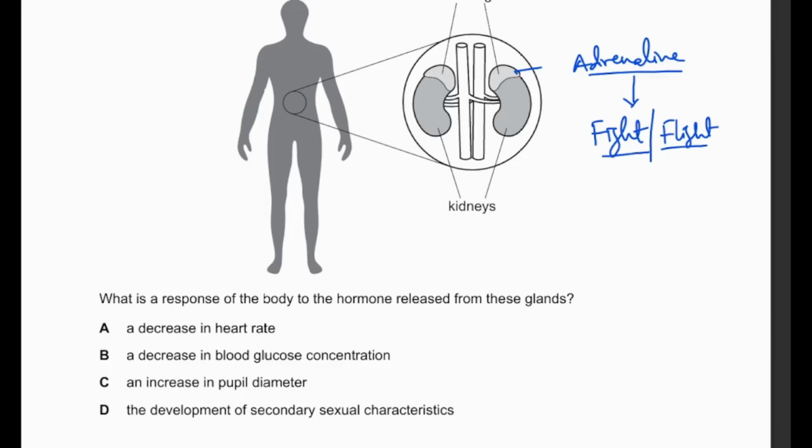So decrease in heart rate, no. The decrease in blood glucose concentration, nope, not here. The development of secondary sexual characteristics, not at all here. And here we see an increase in the pupil diameter. Yes, so when adrenaline hormone is released into your blood, there is an increase in the pupil diameter.